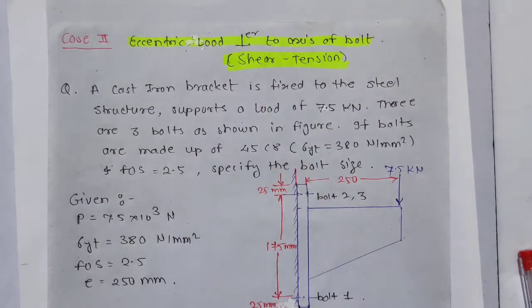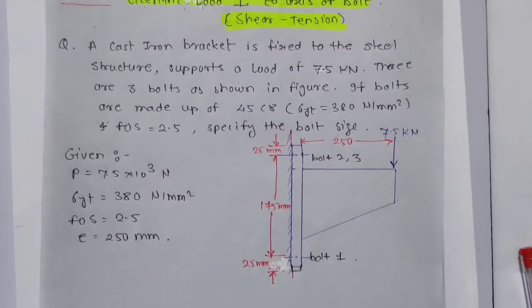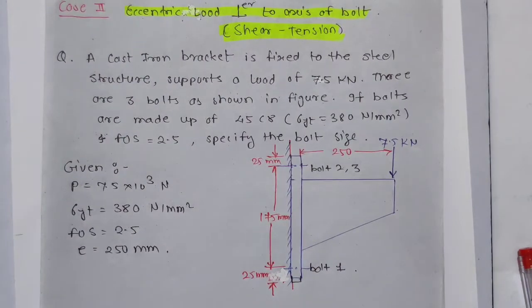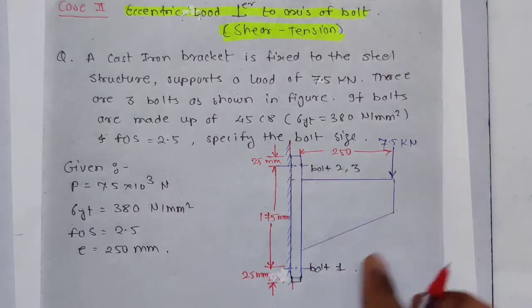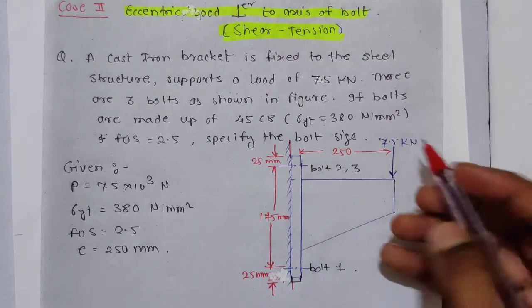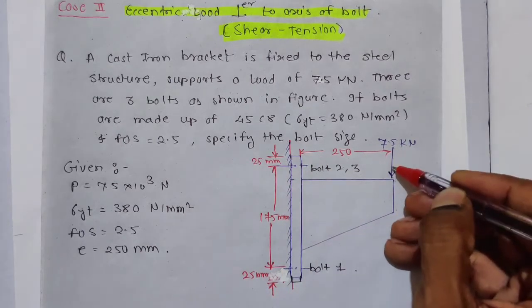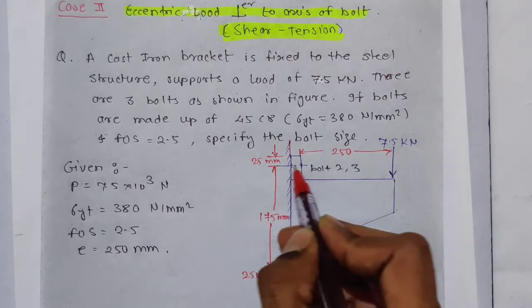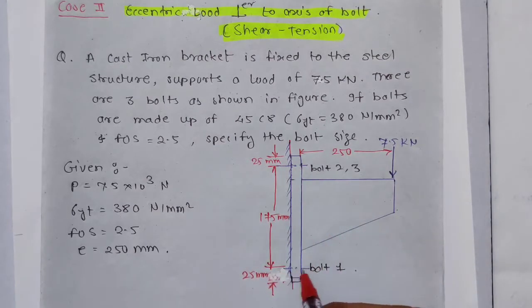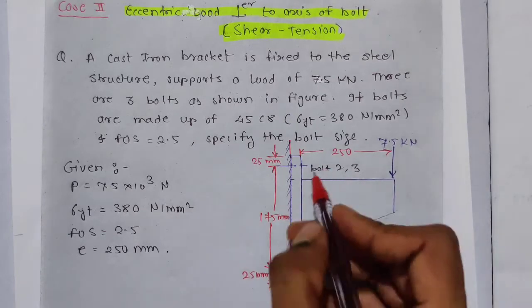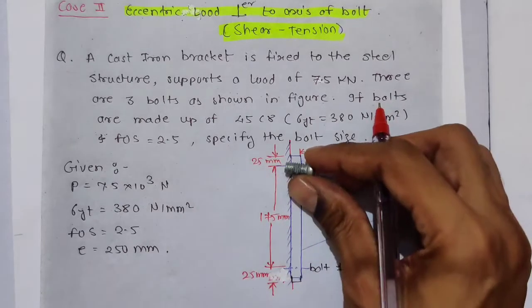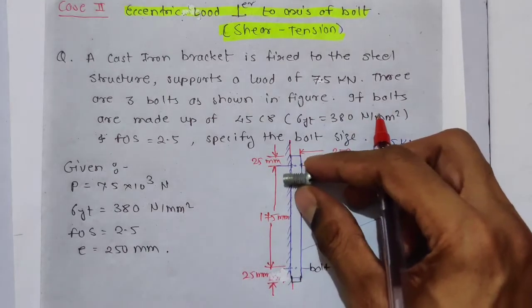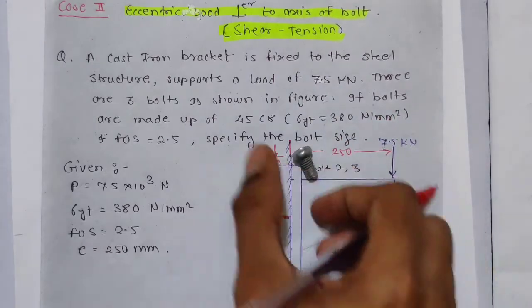That is nothing but shear and tension. Actually, what does it mean? Perpendicular to the axis of bolt. Now see here, this is the frame. Load is acting over here, and bolts are here and here. So there are three bolts: first bolt, second bolt, third bolt, and this is the axis of the bolt. They are having a structure like this.